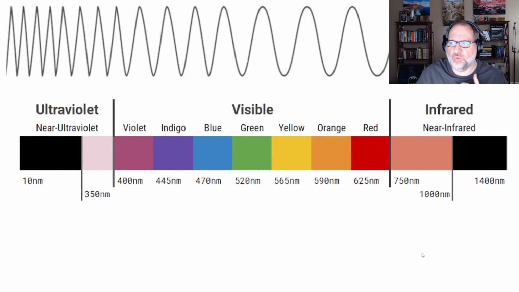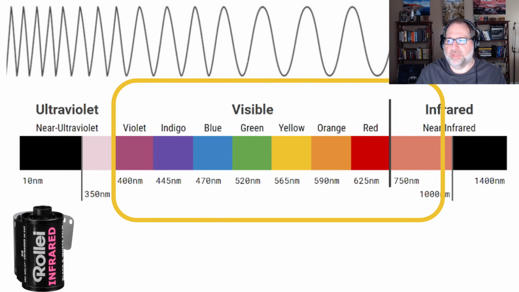So we have a few methods of capturing infrared light. First, we could use film. There are special films that will see into the infrared spectrum, and so we would be able to capture both visible light and infrared light.